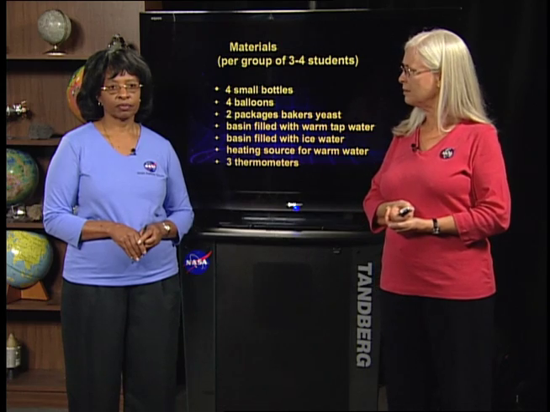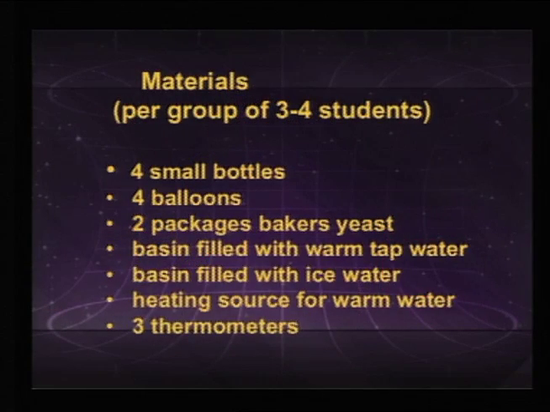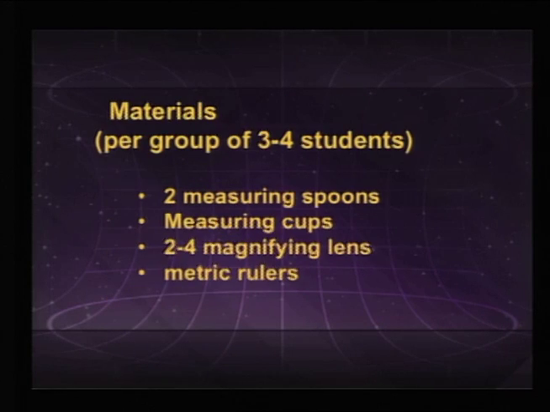Next are the materials that the students are going to use, and we're recommending that our student groups be in a group of 3 to 4 students. They'll need 4 small bottles, 4 balloons, 2 packages of baker's yeast, a basin filled with warm tap water, a basin filled with ice water, a heating source for the warm water, 3 thermometers at least, 2 measuring spoons, measuring cups, a magnifying lens, and metric rulers. So let's look at those materials.